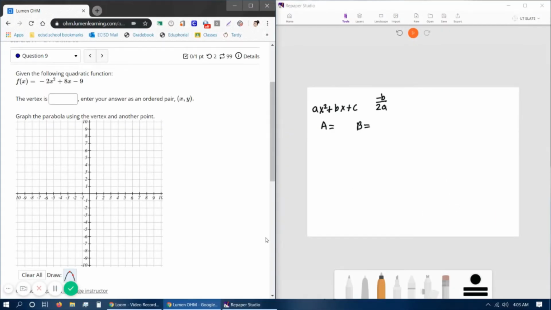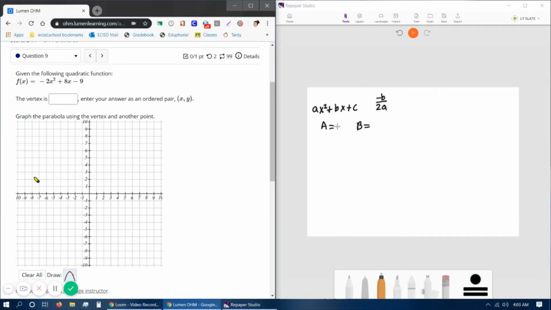Question 9 is the same as question 8. We have a quadratic function and it wants us to find the vertex and then graph the function. Remember that if a function is in the form of ax squared plus bx plus c, we can use the formula negative b divided by 2a, where b is the number in front of x and a is the number in front of x squared. Negative b over 2a will give us the x-coordinate of the vertex. We can then plug that x value into the function to find the matching y-coordinate.